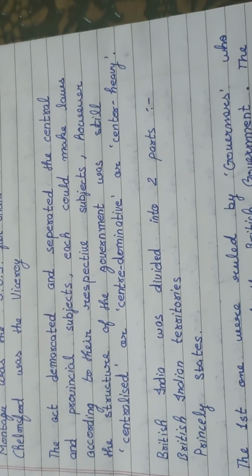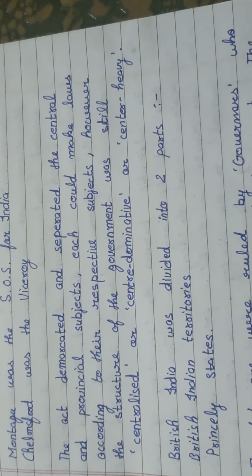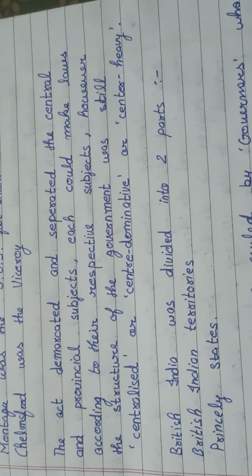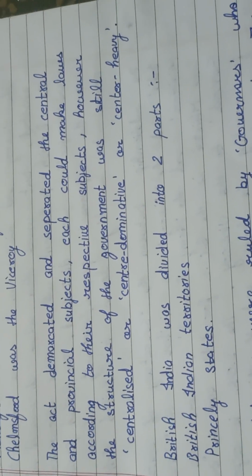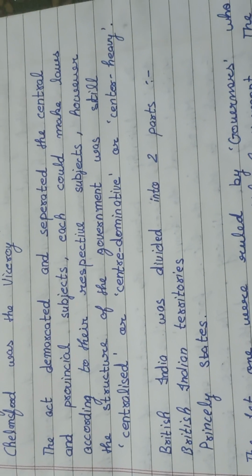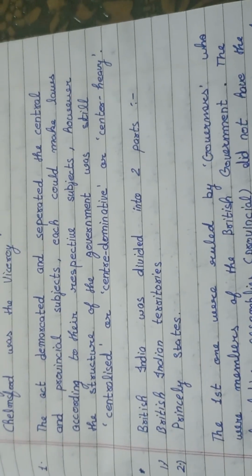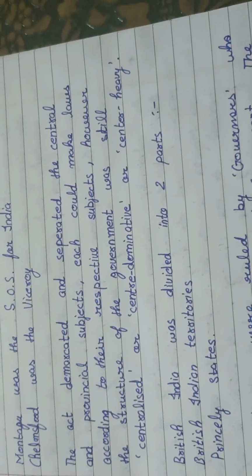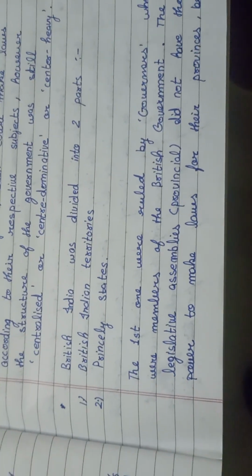It means that there was no separate concurrent list, but it was decided that if the center wanted to make a law or modify a law in a certain way, then the center's decision would prevail over the province's decision. That's why it was still center dominative, or you can say centralized or center heavy, whichever word you want to choose. I've given you three options.